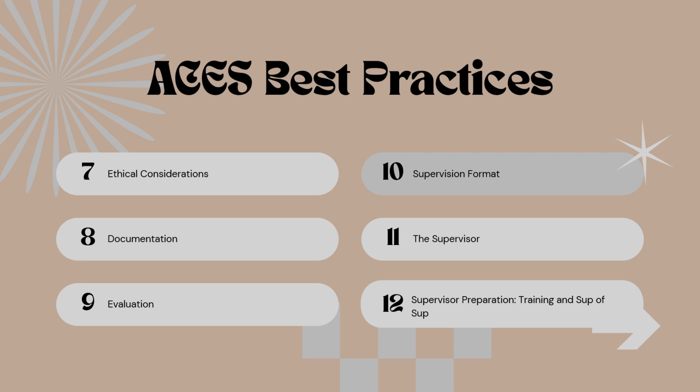Number 7, ethical considerations. The supervisor is to convey to the supervisee that both the supervisor and supervisee are expected to adhere to the ethical codes and guidelines endorsed by the American Counseling Association and other divisions of ACA, relevant credentialing bodies, and models of ethical behavior, to include the American School Counseling Association.